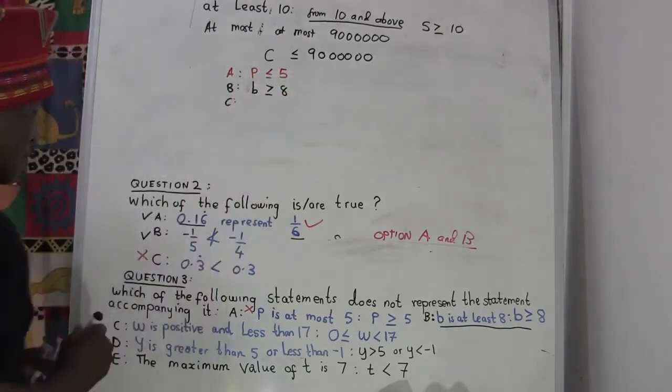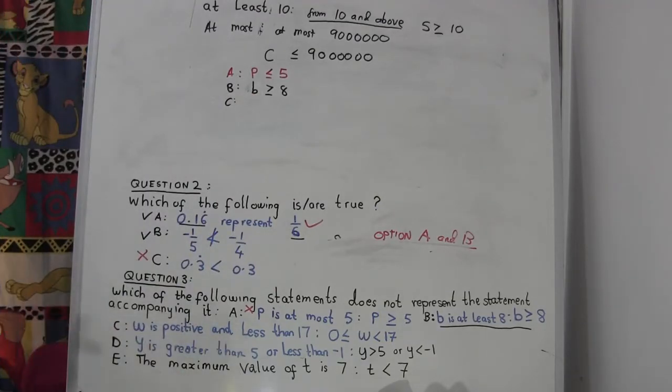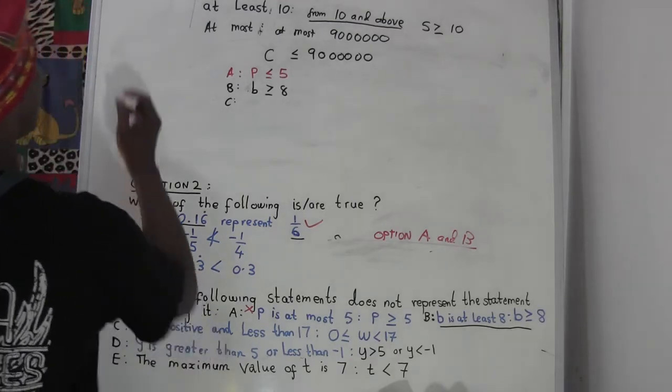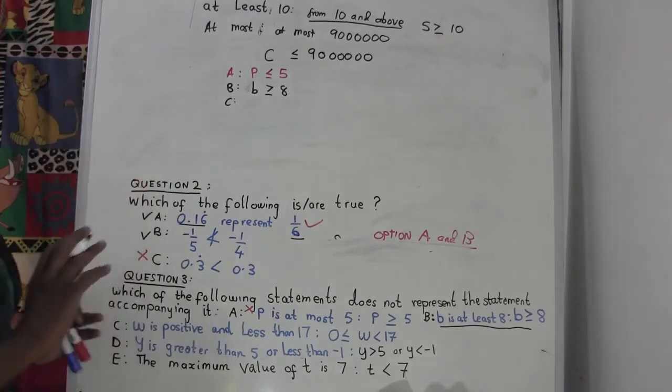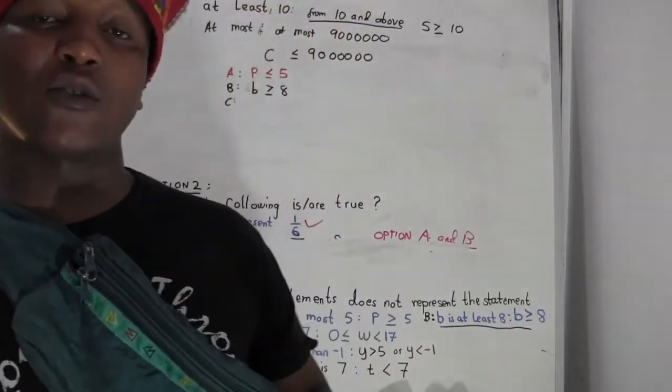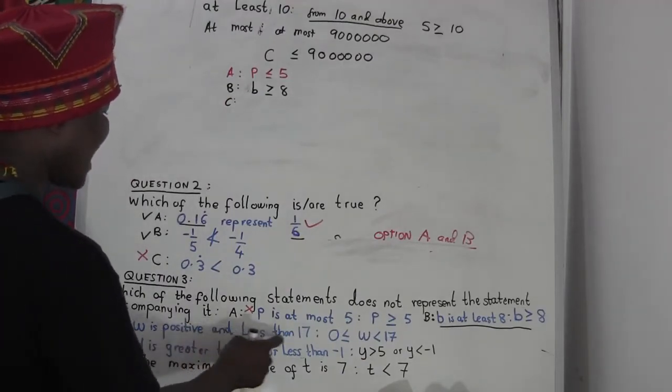Now we go for C. They say W is positive. Look here, man. I want to say something here. When you say something is positive, it means greater than 0. So if you say positive, it must not be 0. 0 is not positive. 0 is not negative. So 0 should not be included. It's neutral.